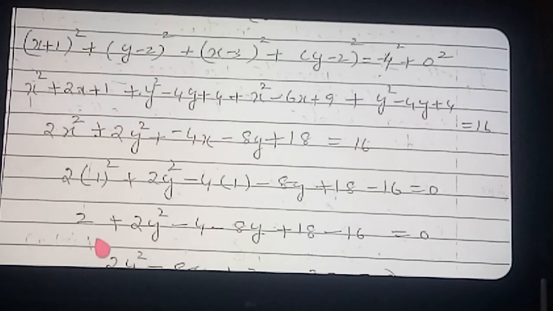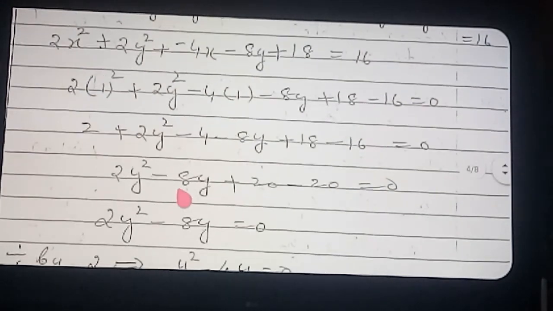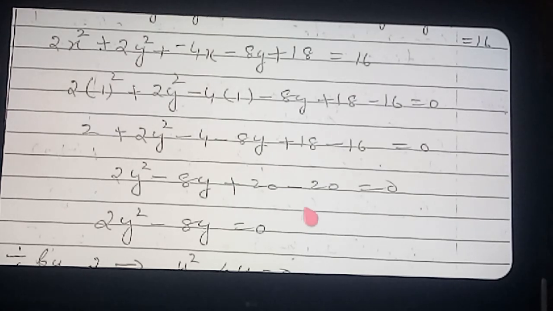Okay. So here you can see plus 18 plus 2. How much will come? 20. Minus 4 minus 16, how much is coming? Minus 20. That will cancel, no? After cancellation, what are you getting? Here I have written 20 minus 20. So 2y square minus 8y only you will get. The remaining 20 minus 20 will cancel. So 2y square minus 8y, how much are we getting?